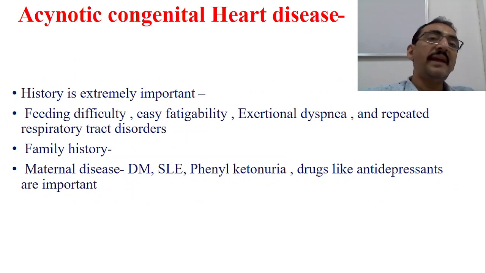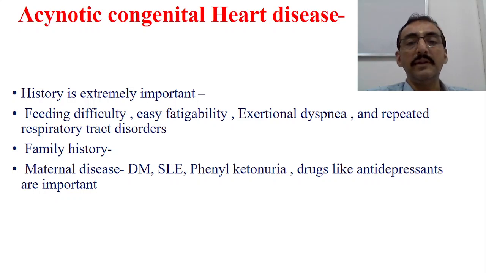Now, talking about acyanotic congenital heart disease, the history is extremely important. The presence of feeding difficulties, the child having easy fatigability, exertional dyspnea and also repeated respiratory tract infections. These are some of the very common things that help to identify acyanotic congenital heart disease.